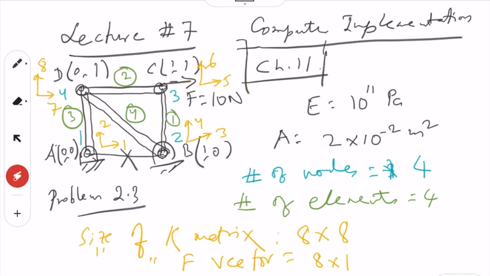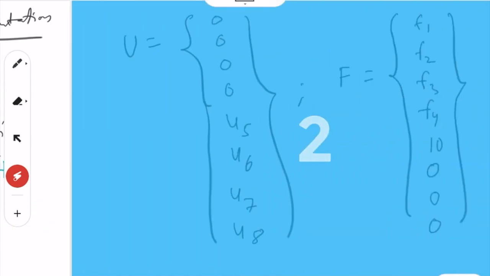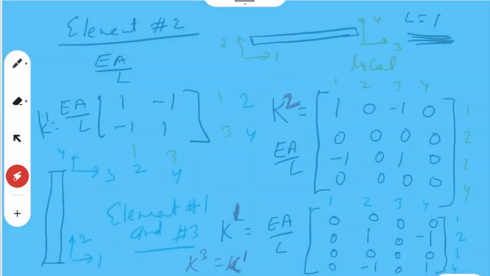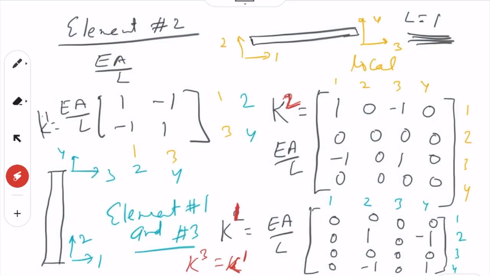5 and 7, right? So 5 and 7 are along this one. So EA over L, 1 minus 1 minus 1 1, that matrix will correspond to 5 and 7 only. So wherever we have 5 5, 5 7, 7 5, 7 7, we can fill with 1, minus 1 and so on, or we can also relate it with here.